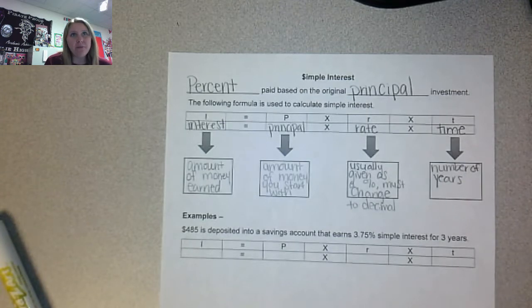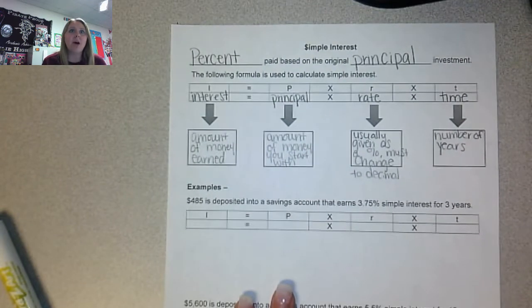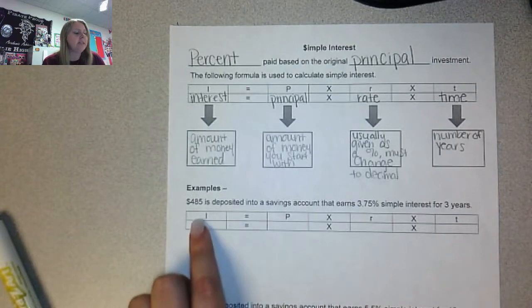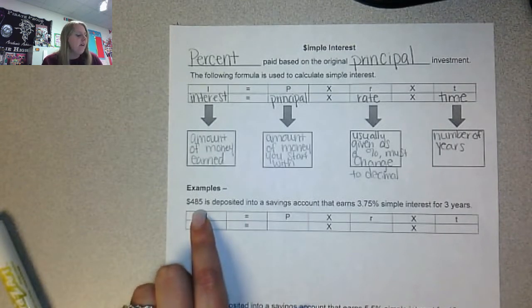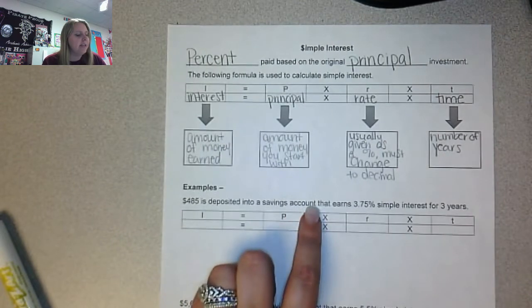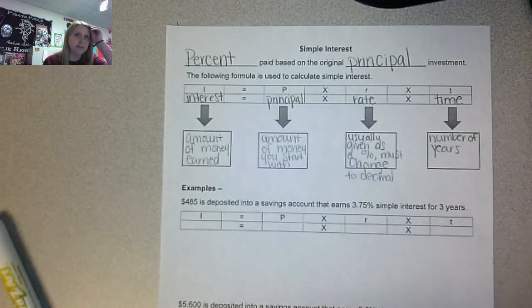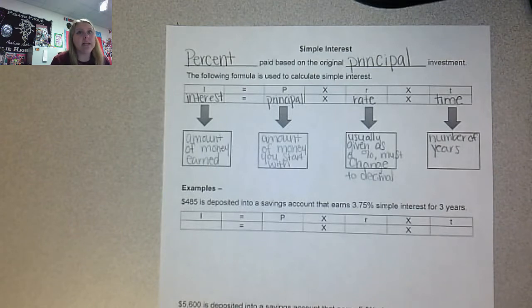So now that you have restarted your video, the next thing that we're going to do is solve the following problem down here. Our first example says that $485 is deposited into a savings account that earns 3.75% simple interest for 3 years. The first thing I'm going to look for is P, my principal. Remember, principal means the amount of money that you start with.